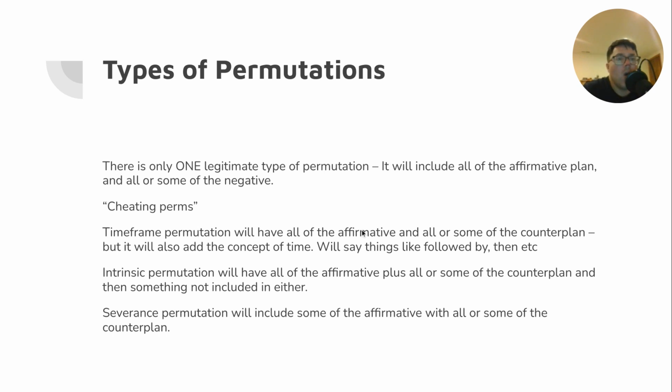So it will be all of the affirmative plan and all or some of the negative. So the cheating perms have different concepts to them. A time frame permutation will have all of the affirmative and all or some of the counterplan, but it will also add the concept of time. We'll say things like following, then, after.